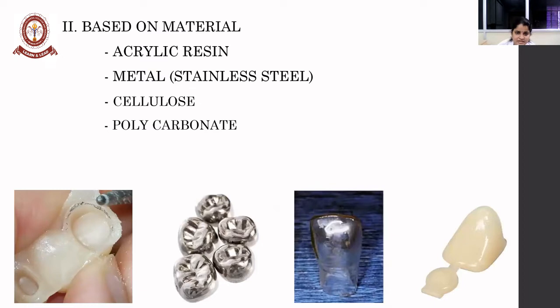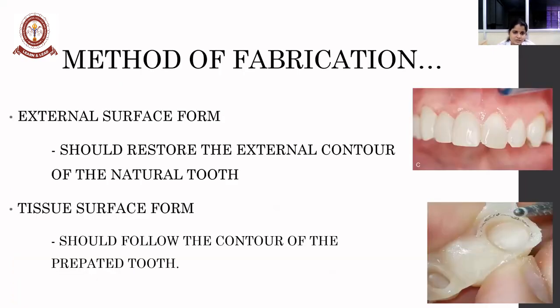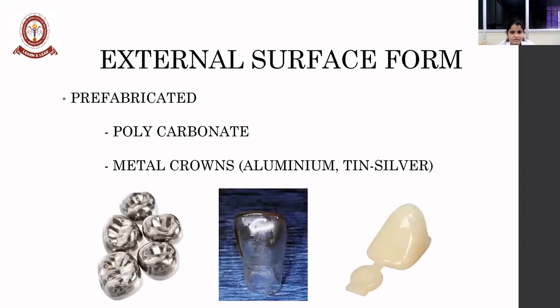Next, according to the classification based on material: acrylic resin, metals, that is stainless steel, cellulose, and polycarbonate. These are the types of material used for fabrication of provisional restoration. Next, according to the method of fabrication, external surface forms and tissue surface forms are there. The external surface form should restore the external contour of the natural teeth. The tissue surface should follow the contour of the prepared teeth. These are the two surface forms according to the method of fabrication.